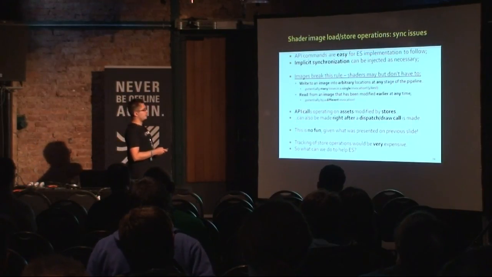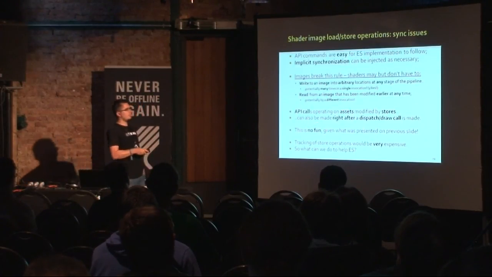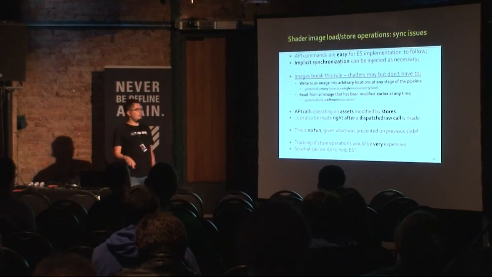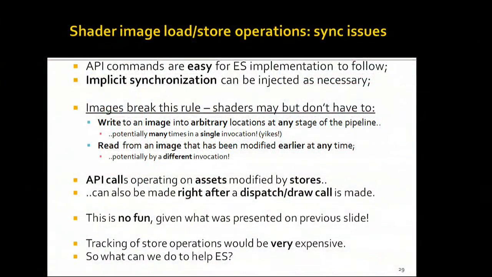Right. Something that I haven't mentioned yet is that API calls operating on assets modified by store operations can also be made right after a dispatch or draw call is made. Meaning that if you look at the example that I made a minute ago about rendering to a render target and then doing a glGetTexImage call, the call needs to know that it actually needs to wait till all the image store operations have finished executing. And without a barrier, it is not really possible. Yeah, so all in all, this is not really fun. And if implementations were to track all these store operations, this would be a heck of a lot more expensive. So the question here is, what can we really do to help ES at this point?